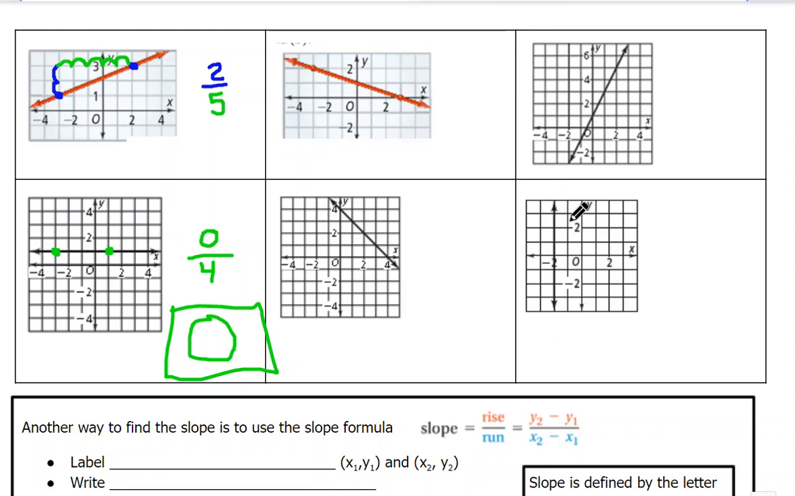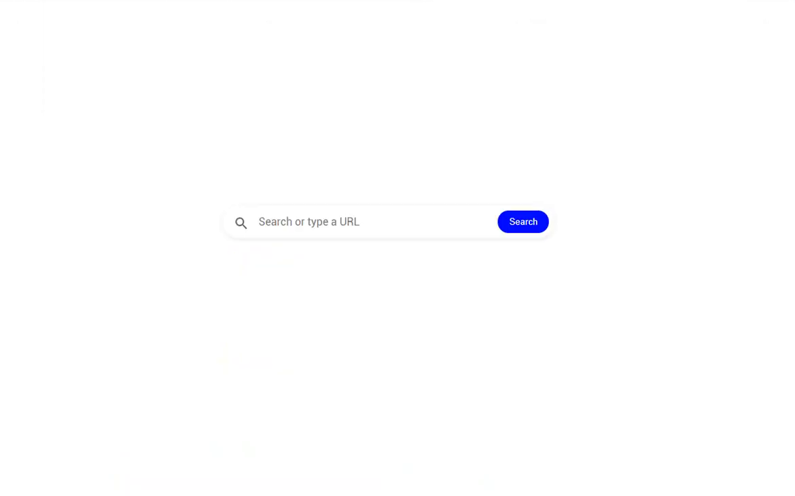This one, remember when straight up and down, this is undefined, right? And then the reason why it's undefined, I can show you. Let's say I had 2 points. How many up does it go? Bump, bump. It goes up 2. How many over does it go? It doesn't go over any. It goes over 0. 2 divided by 0. We cannot divide by a 0.